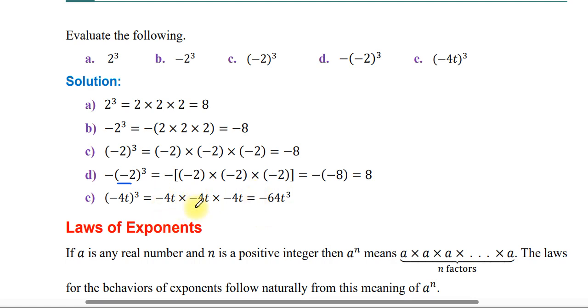Negative 4 times negative 4 is 16, positive 16. Then positive 16 times 4, I mean negative 4, which is negative 64.